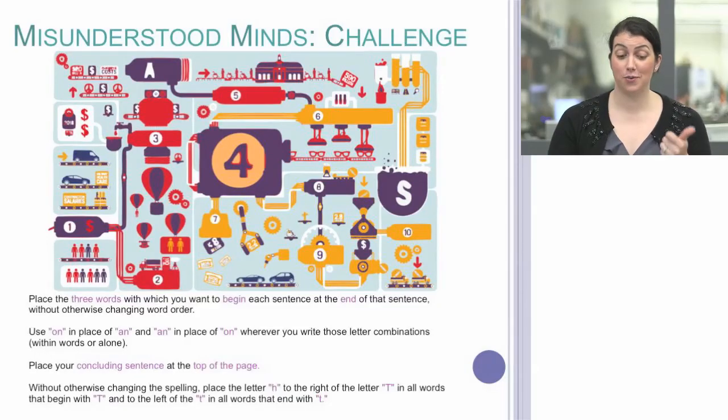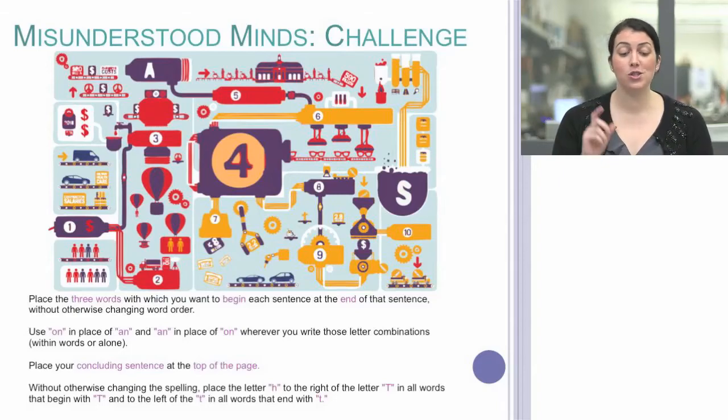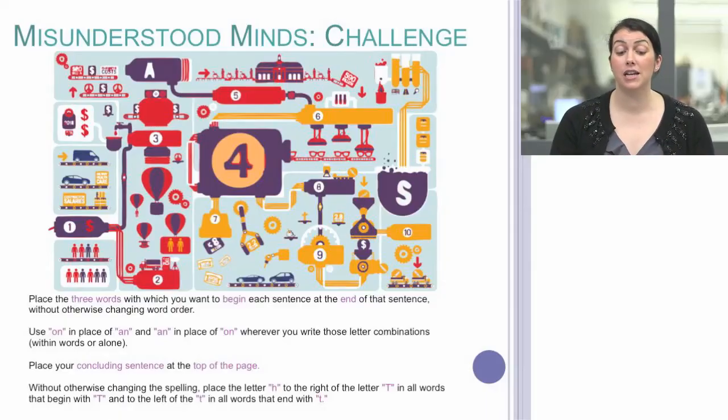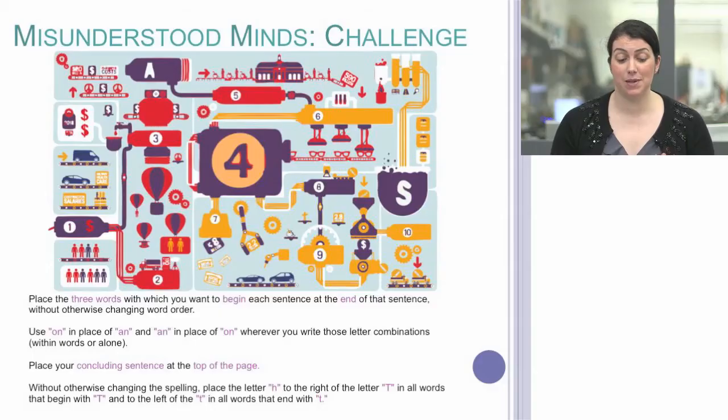You're going to place the 3 words which you would want to begin each sentence at the end of that sentence without otherwise changing the word order. Use "on" in place of "and" and "and" in place of "on" whenever you write those combinations, both within words or alone. Place your concluding sentence at the top of the page, and without otherwise changing the spelling, place the letter H to the right of the letter T in all words that begin with T, and to the left in all words that end with T. So pause here and write your summary.